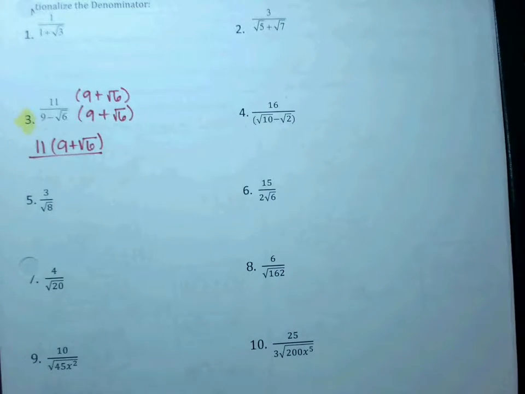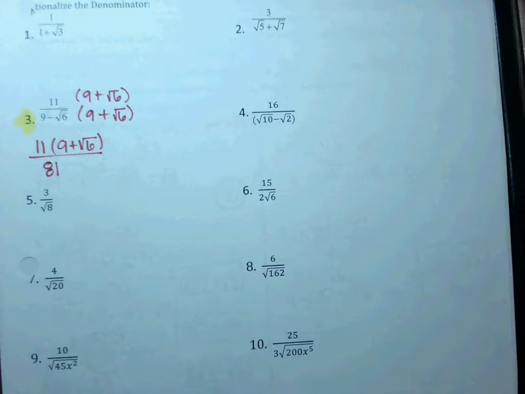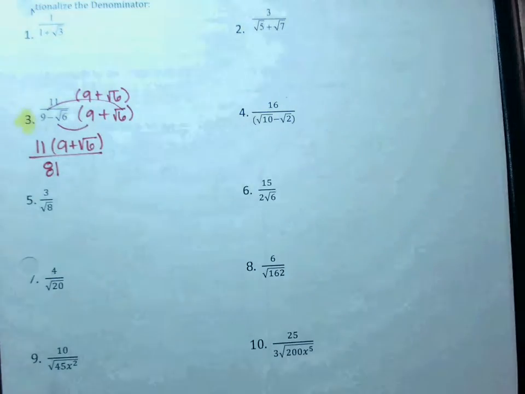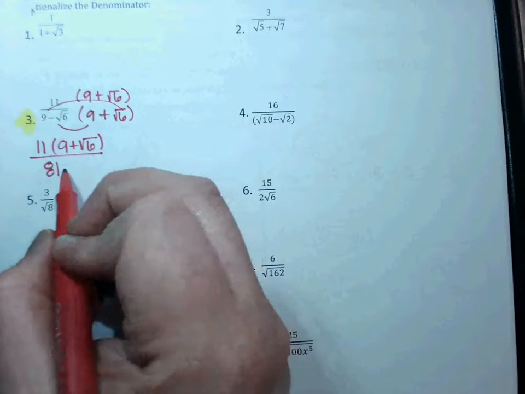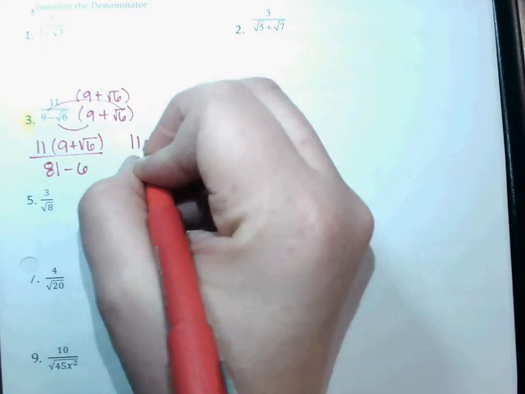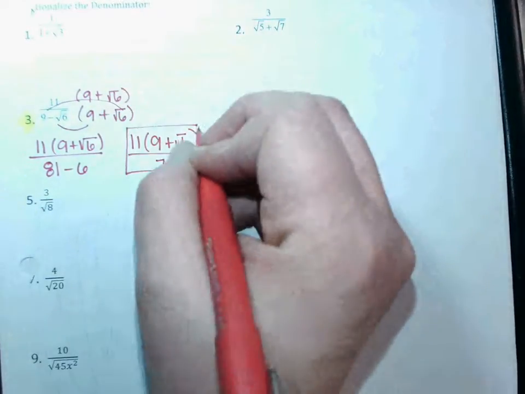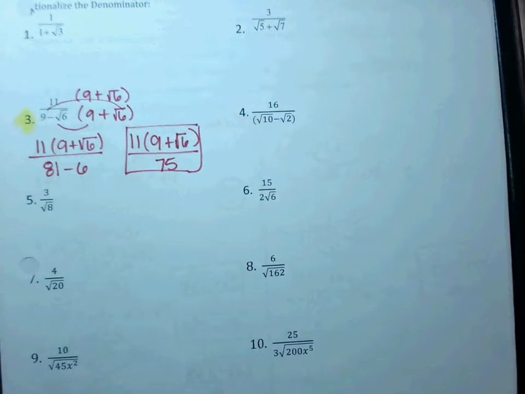81. 81 minus, and then I'm going to skip the next two arrows because I know they're just going to cross out with each other. So this arrow and this arrow cross out. Okay, then what is negative root 6 times root 6? Negative root 36, which is just 6. And then what is 81 minus 6? So you'd have 11, 9 plus root 6 over 75. Done. Okay? How do we feel about that? Not too bad? Okay, go back to your notes.